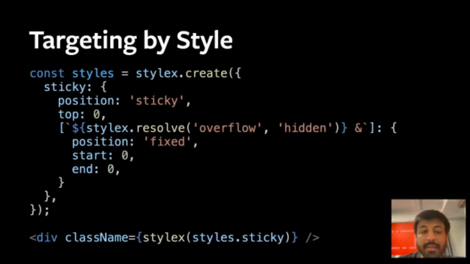In this example, I'm looking for any parent that has overflow hidden on it, and if this element is a descendant of that element, we can apply some different styles.